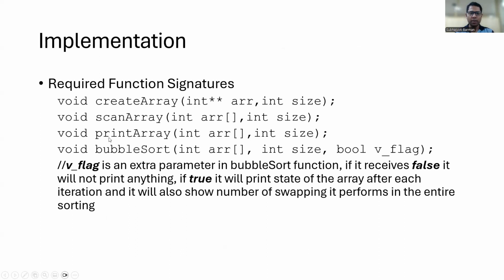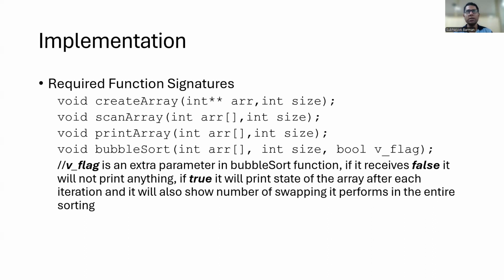Similarly, we can write another function to print the array. And this should be the signature for my bubble sort. In this function, we will pass the starting address of the array, its size, and one Boolean flag variable. This is for testing purposes. Basically, if we pass the flag value true, then I want to print the state of the array in each iteration.